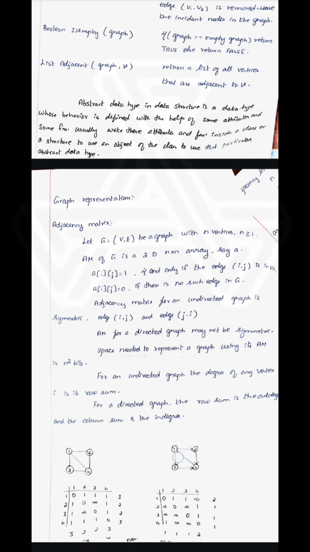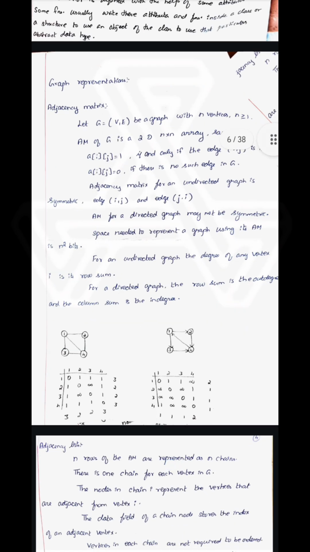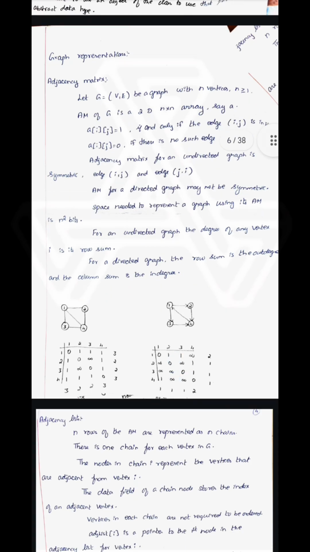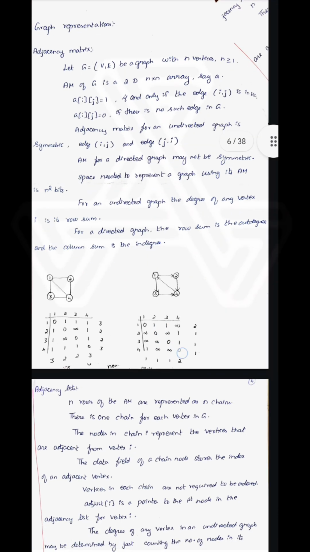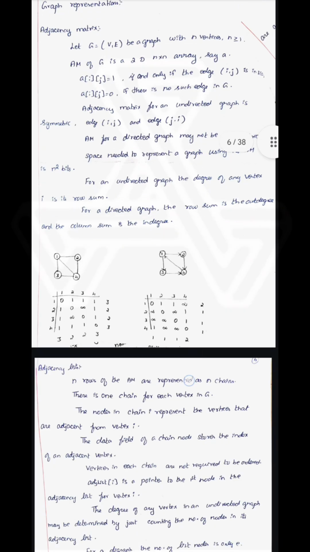Abstract data type. Graph representation: adjacency matrix. Let G equal (V, E) be a graph with n vertices, n greater than or equal to 1. The adjacency matrix of G is a 2D n cross n array.